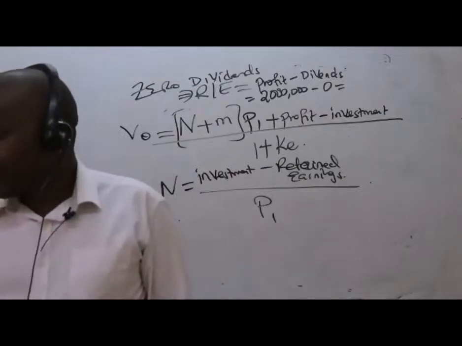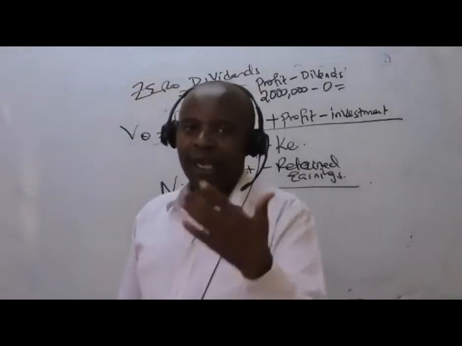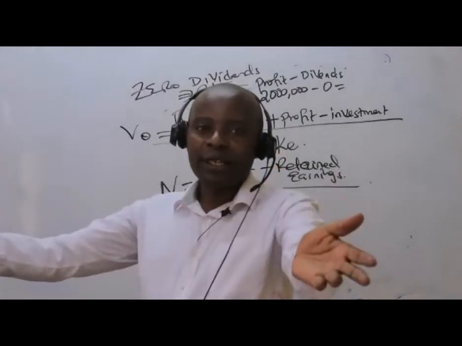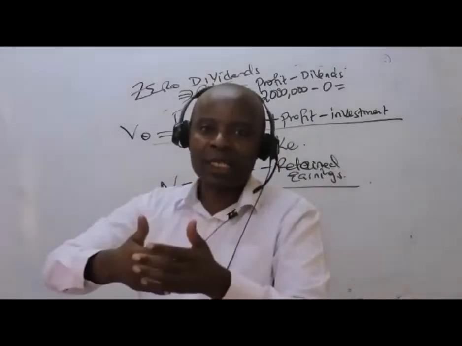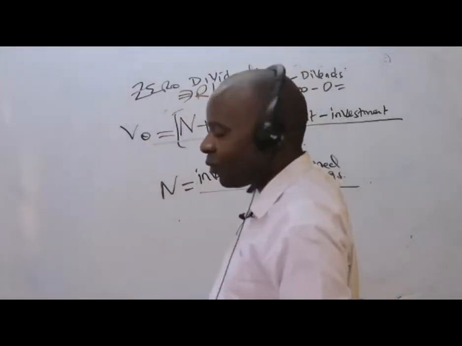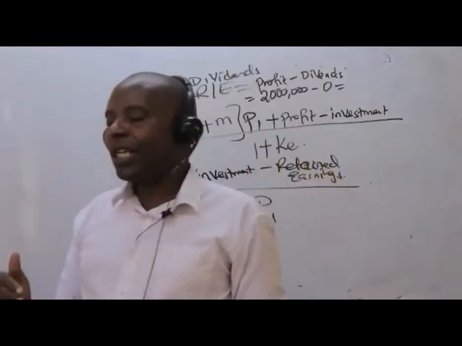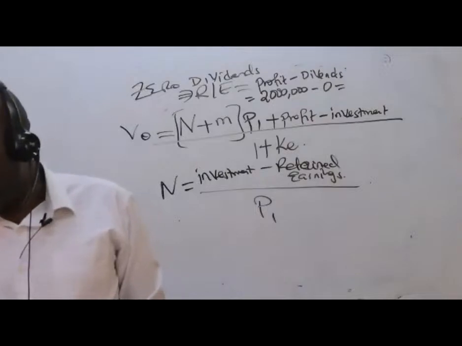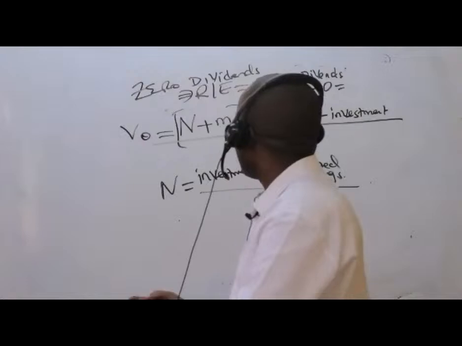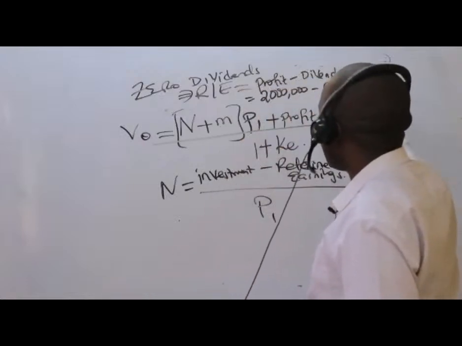So we're saying that our retained earnings really is a function of two things. How much profit do you generate? How much are you paying out? If you pay more, then you retain less. So retained earnings are profit minus dividends. This is a zero dividends policy. The profit is 2 million. Dividends are zero. So in this case, the retained earnings will be 2 million.